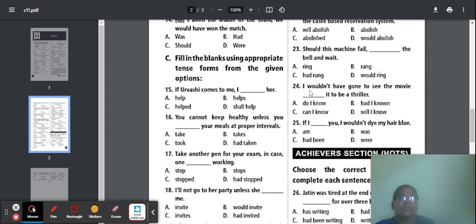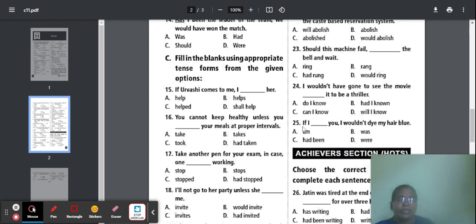Okay, next, question number 24. I would not have gone to see the movie, dash it to be a thriller. So check, I would not have gone. So yes, correct. Had, in the previous part, means would in the later part, isn't it? So here would, so had. Yes, your answer is correct. So had I known, okay, my dear, I would not have gone to see the movie had I known it to be a thriller. Okay, that is the correct one.